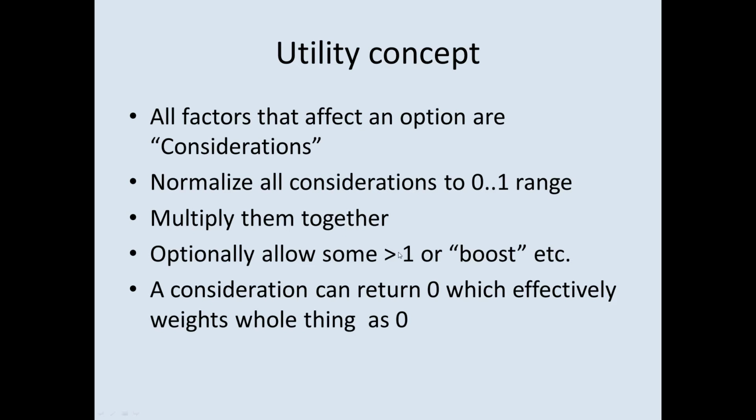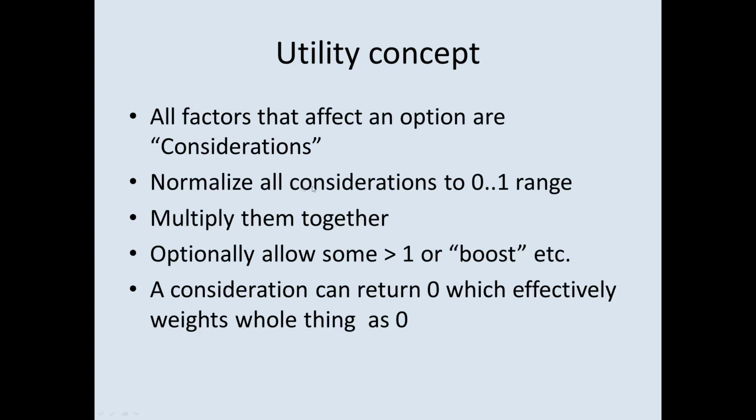So Kevin talks about these deciding factors as considerations, and that's not a bad term for it. So what we would say is that all factors that affect which option we choose are based around these considerations, and these considerations can be a modular system, and we'll look at how we might modularize that over the next few videos. But the idea is that we normalize each consideration to a 0 to 1 range and then multiply them together.